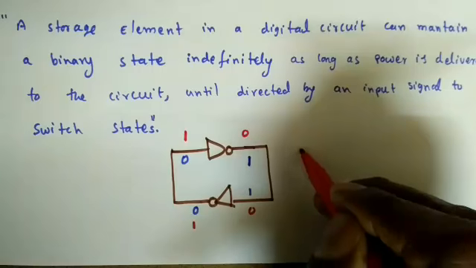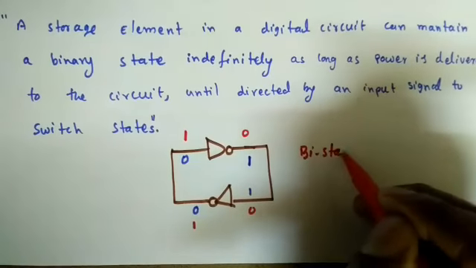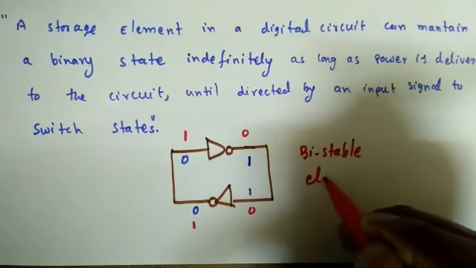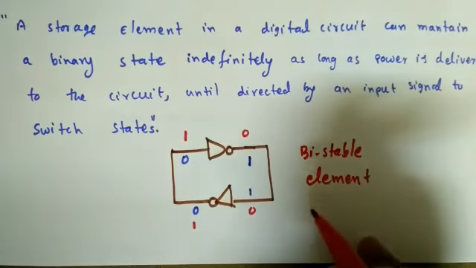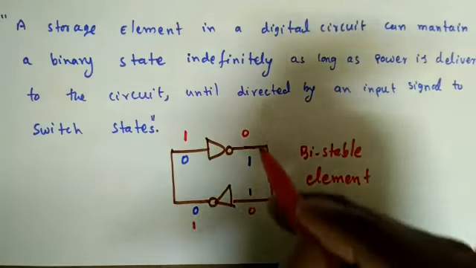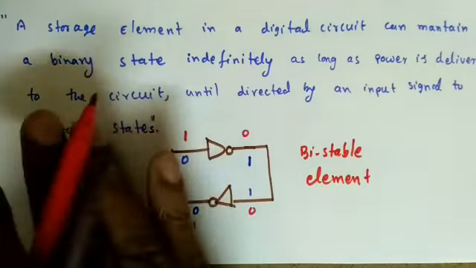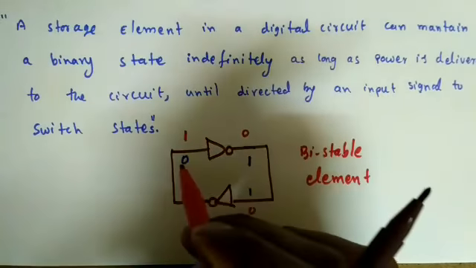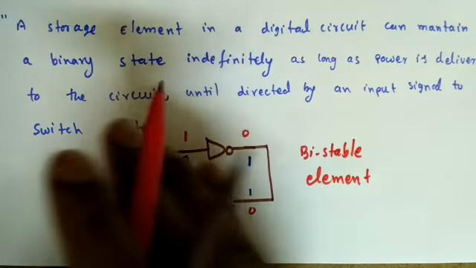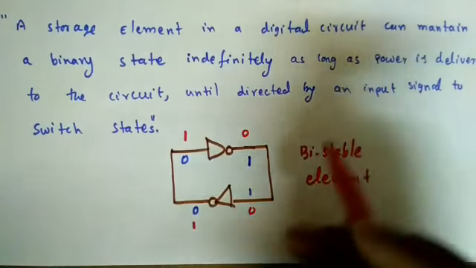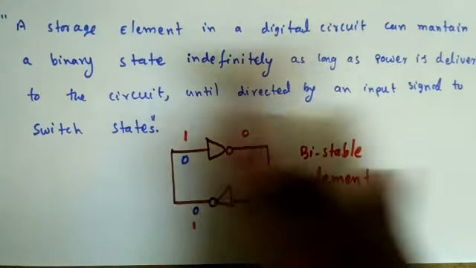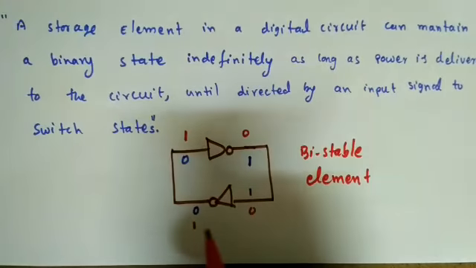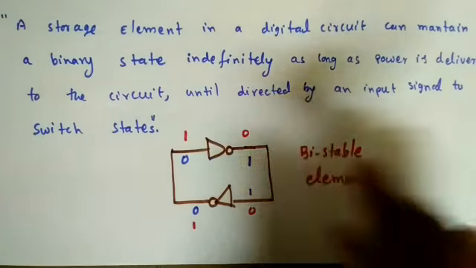This is generally called a bistable element. What does bistable element mean? It can store two states, that is either 0 or 1. Even if you don't give any signal here, if you connect a series of inverters, you can easily generate 1 or 0. That is possible using the inverters. So this is about this one.